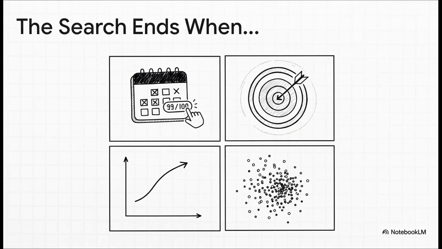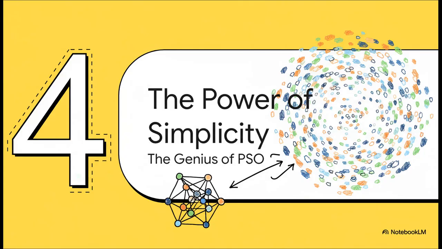Well, there are a few pretty common sense ways to end the search. For one, you can just set a hard limit, like a maximum number of attempts or a time limit. Or you can tell it to stop once it finds a solution that's good enough for your needs. A slightly smarter way is to have it stop when the best solution just hasn't gotten any better for a bunch of rounds in a row. And finally, the most obvious one, it can stop when pretty much all the particles have landed on the exact same spot.